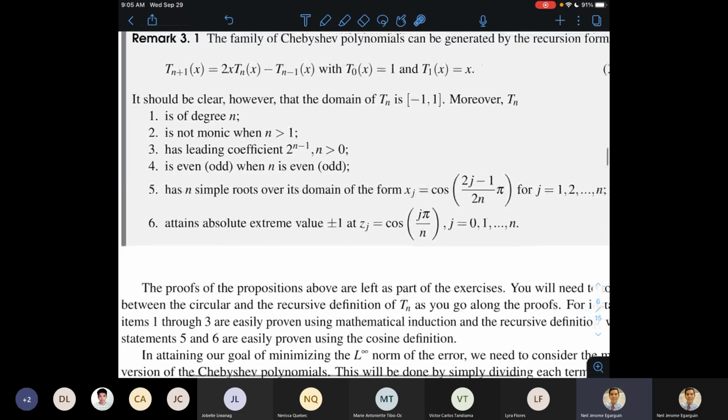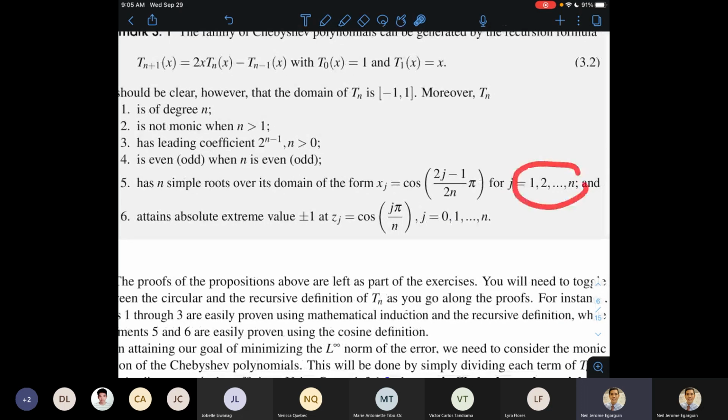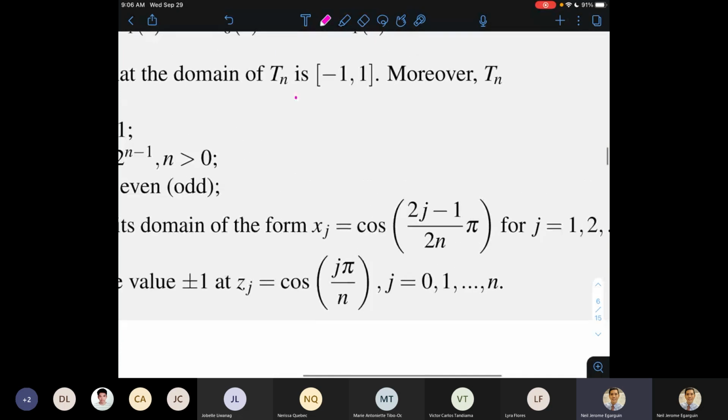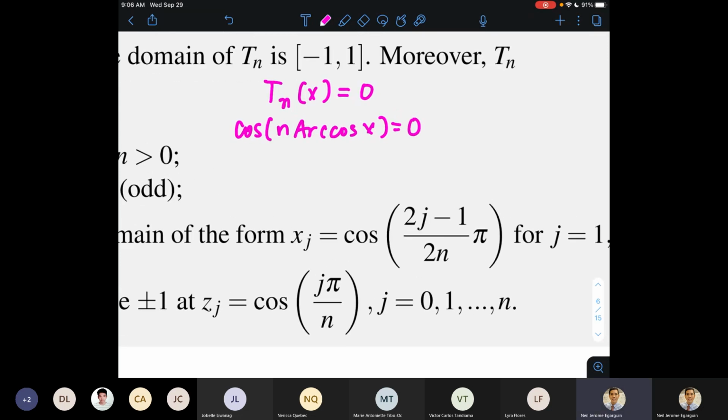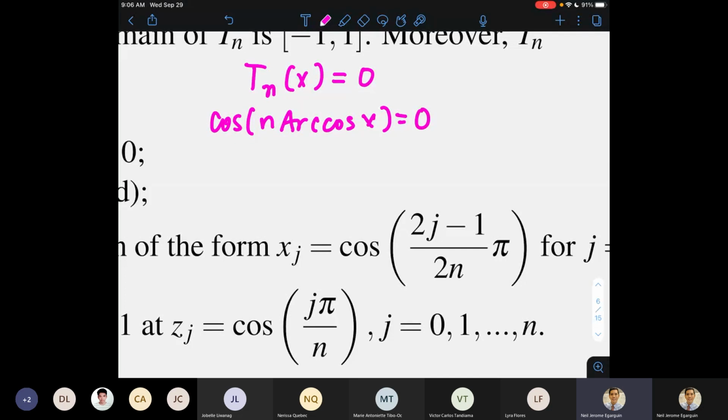Property 5 gives us the roots of the Chebyshev polynomials. So ang roots ng Chebyshev polynomial, ganito pala yung itsura. Cosine lamang sila ng 2j minus 1 over 2n pi for j going from 1 to n. And actually, madali itong i-prove using the cosine definition. So para makuha yung roots, remember, ang ginagawa lang natin, in-equate lang natin yung gusto nating hanapan ng root kay 0. But T sub n via the cosine definition is cosine of n arccosine of x. And then you'll solve it Math 17 or your high school algebra style.